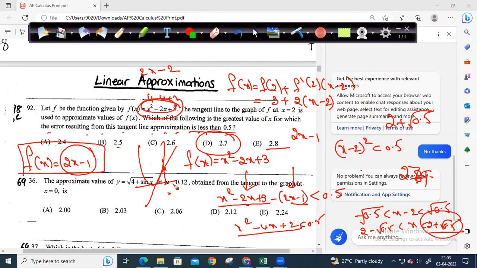So greatest number, still the error is less than 0.5. For that, you are using the tangent line. You are finding the approximation using the tangent line. You will get an approximate value, but the actual value will be something else. So that is the error, and you are finding that error.